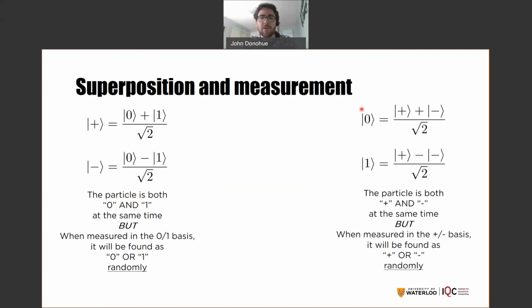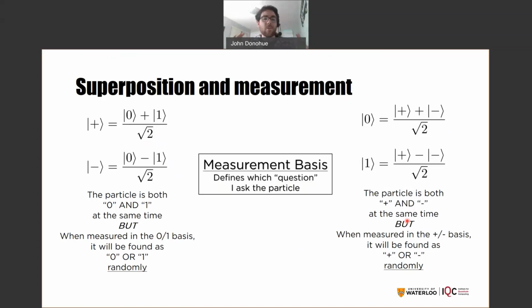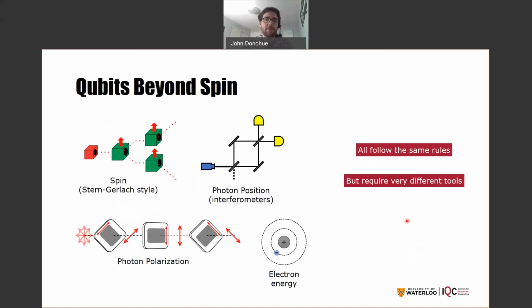Similarly, I could think about 0 as being a superposition of the plus state and the minus state. I can think about 1 as being a superposition of the plus state and the minus state with a different phase in the middle here. The particle is in both the plus and minus state at the same time, but when I measure it in the plus-minus basis, I'm going to find it to be plus or minus completely randomly. So once again, I really want to emphasize that the measurement basis defines which question I ask the particle.